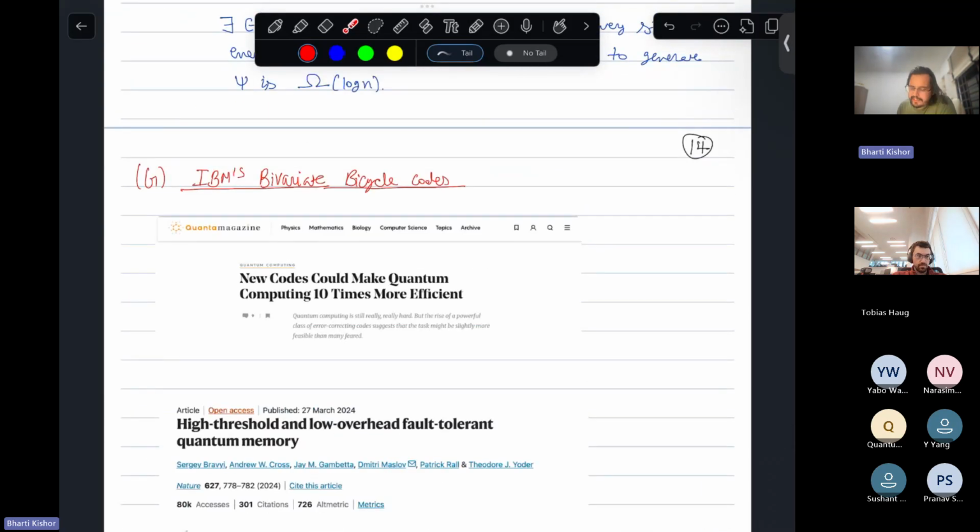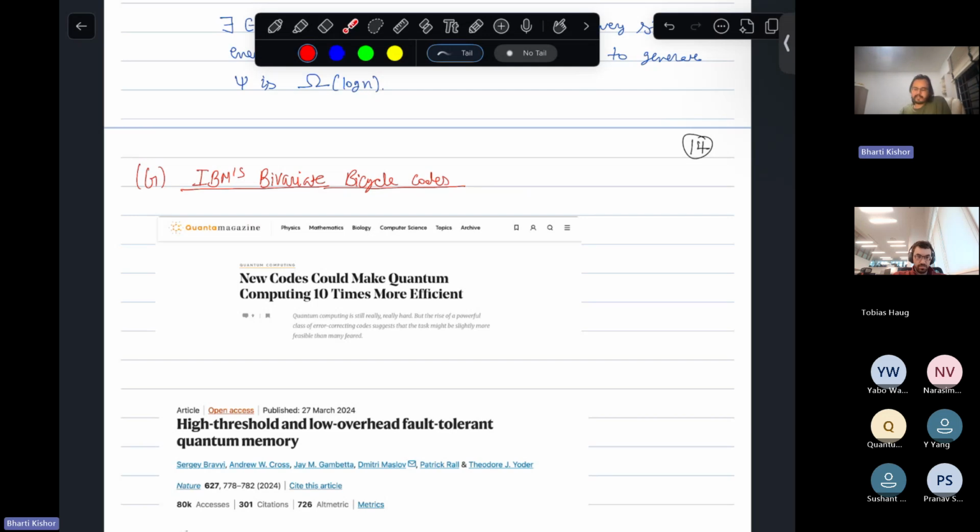Now I will just talk about the final part, which is IBM's bivariate bicycle code. So far we have been talking about things asymptotically, but there is a famous saying that asymptotically we are all dead, and maybe we should care about a particular n. Take n equal to 1,000 or 300 or 200, and corresponding to that, can you develop LDPC codes which have better parameters than what we have for, let's say, surface codes, better distance, better encoding rate, and so on.